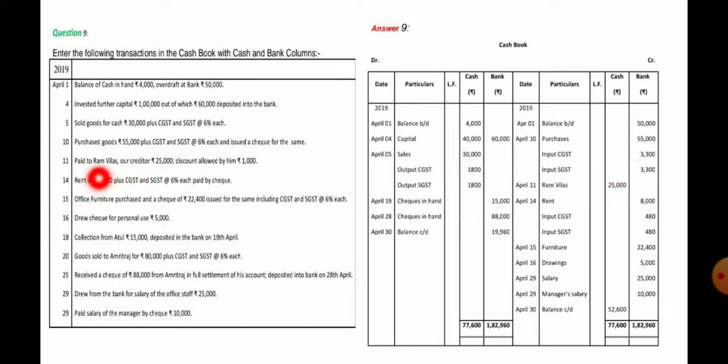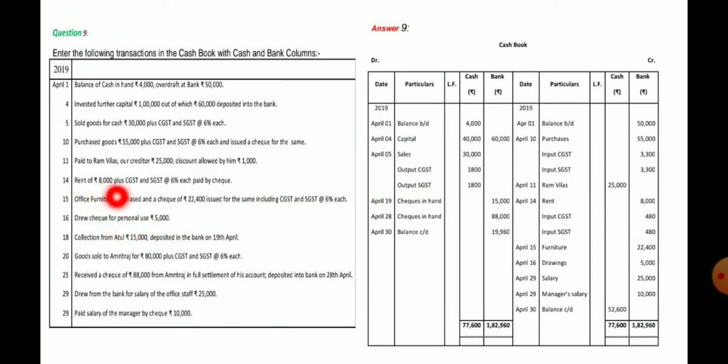Now paid to Ram Vilas, our creditor, 25,000, discount allowed by him is 1,000. So it will be recorded as paid to Ram Vilas. You have to record on the credit side Ram Vilas 25,000, and the discount allowed by him will not be recorded in the cash book because the cash book records only cash transactions.